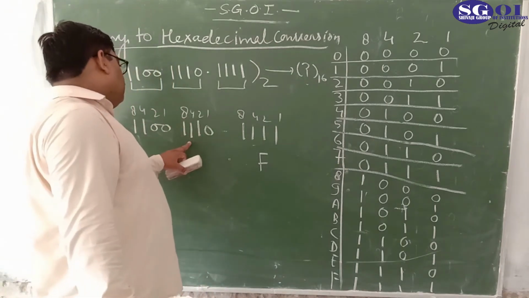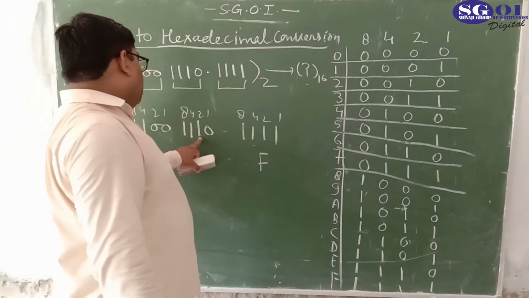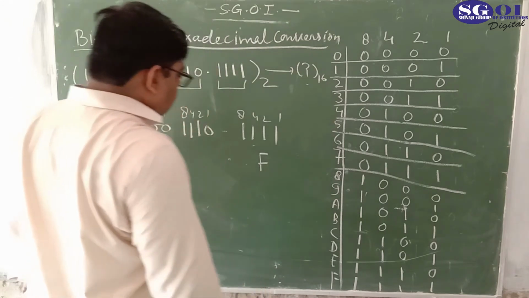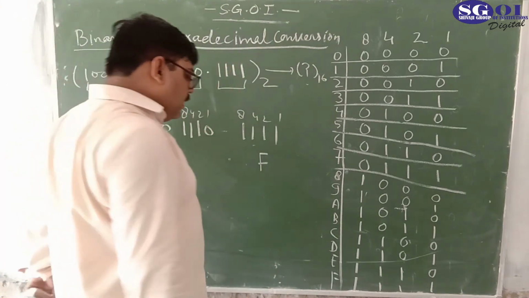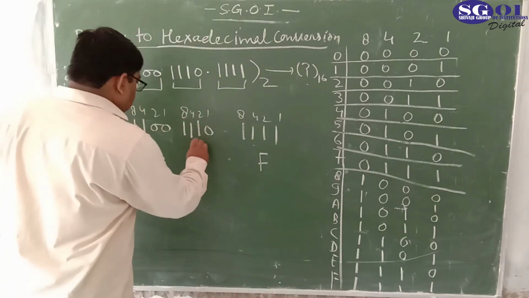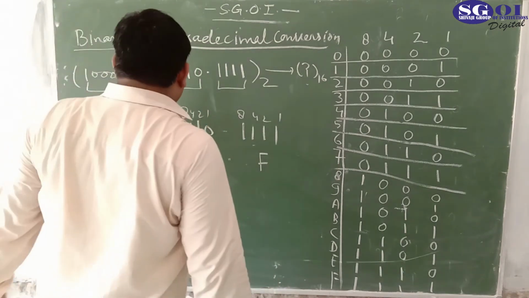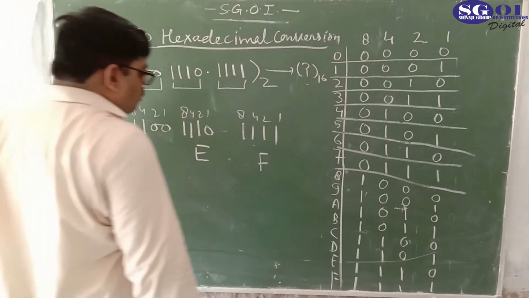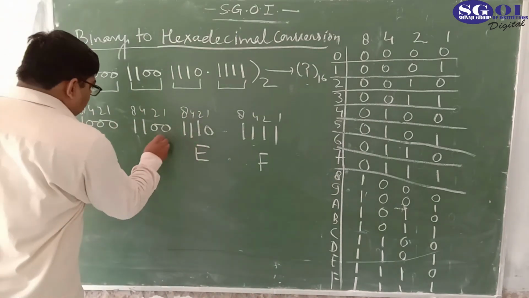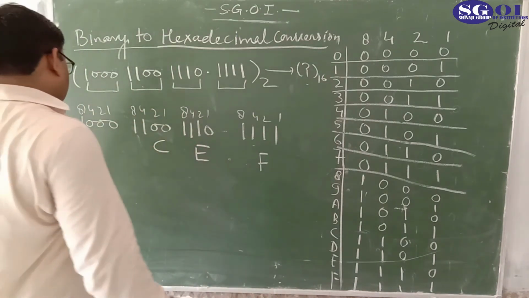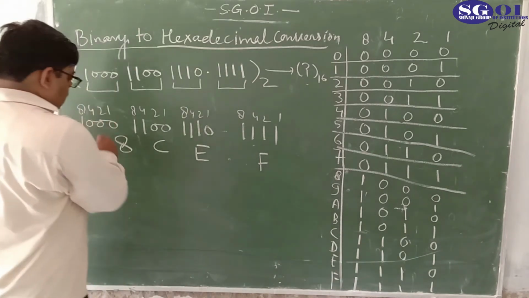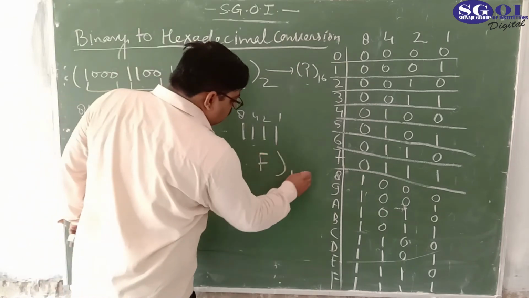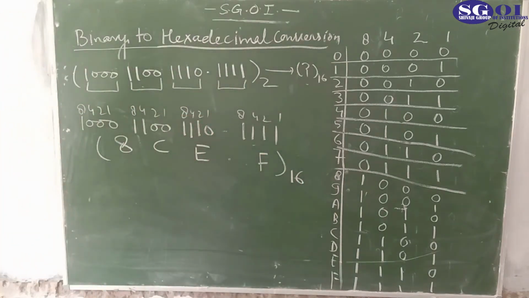8, 4, 12 and 2, 14. This is written as 1110, that is E. This is 12, A equals 10, B equals 11 and C equals 12, that is C. And this is only written 8. So this is the hexadecimal equivalent of that number.